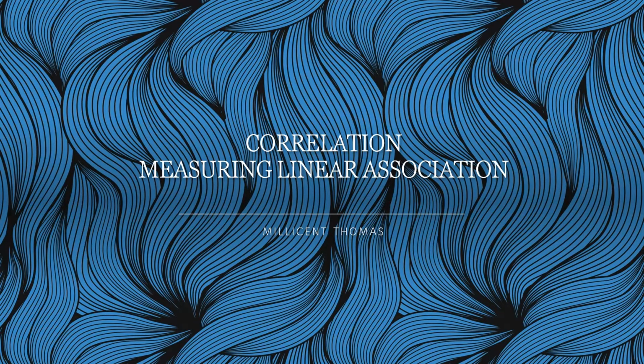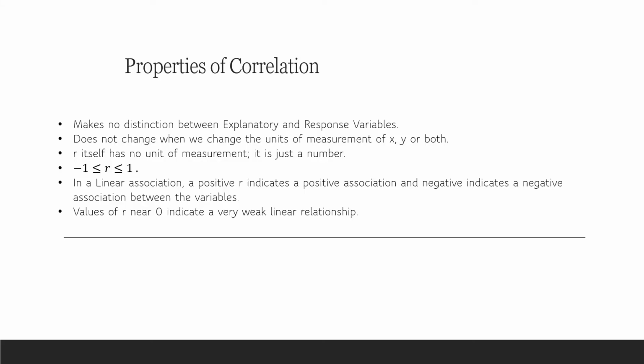In this video, let us analyze the different properties of the measurement for linear association, which is our correlation coefficient. The properties of correlation coefficient are: number one, it makes no distinction between explanatory and response variable. That means it does not change the value when we change the units of measurement for x and y, or both.